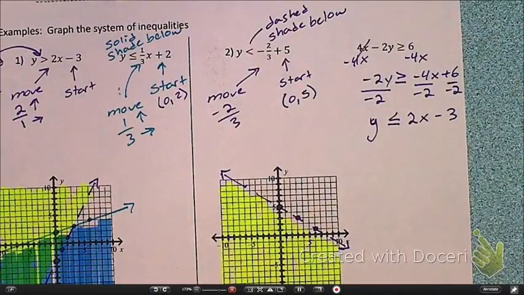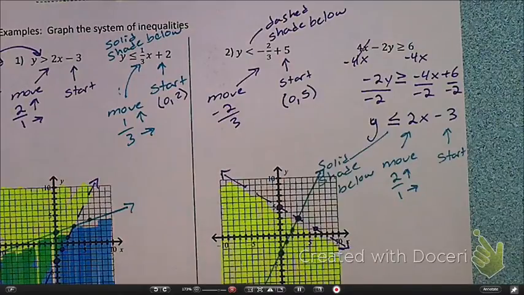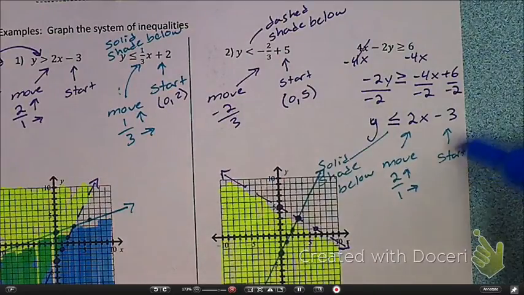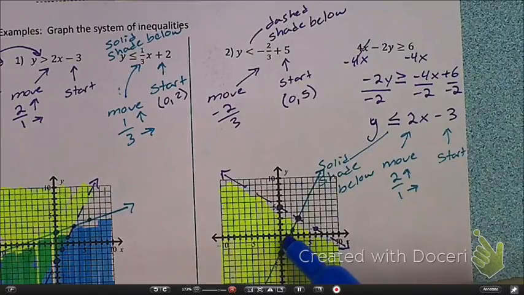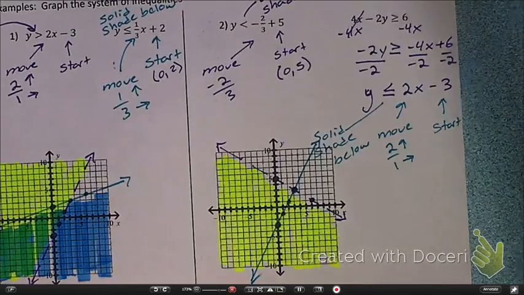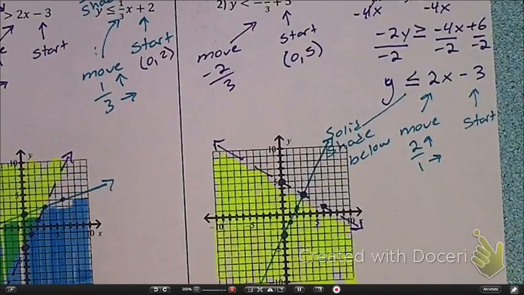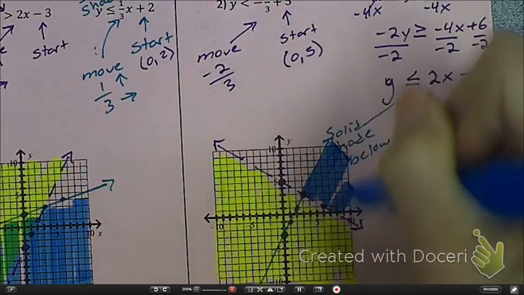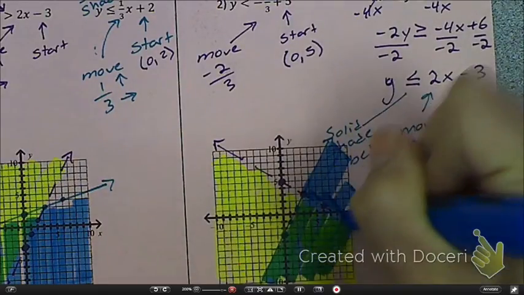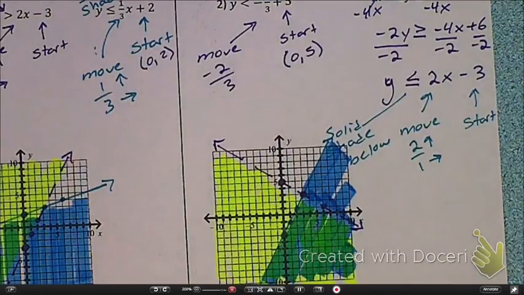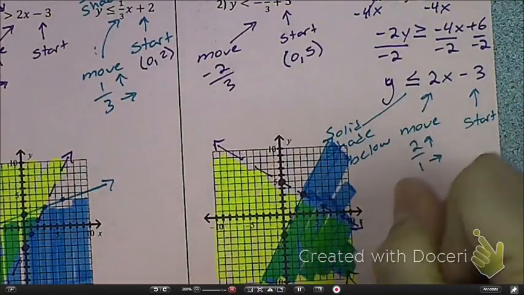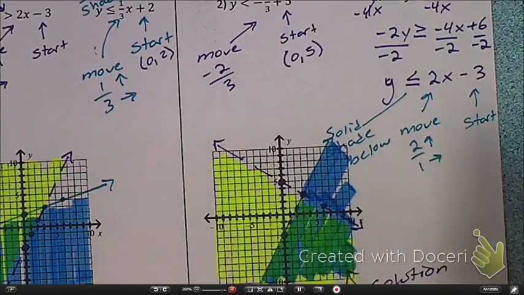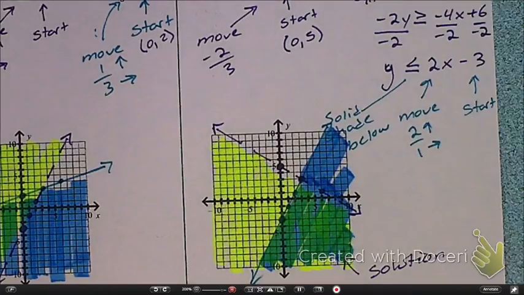Try to graph this. You start at negative 3. You move up 2 over 1, up 2 to the right 1. Your line will be solid, and you're going to shade below. Shading below means under the line, so I'm going to shade all of this. So everything that has two colors in this area here is my solution.